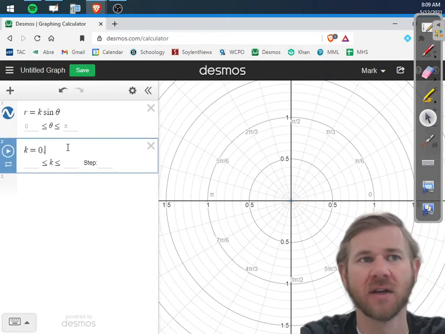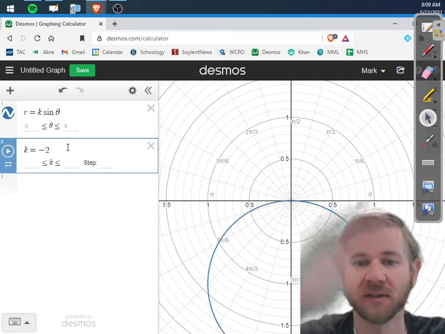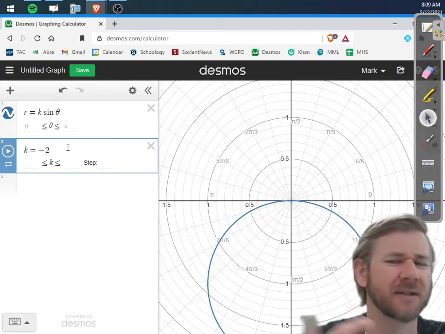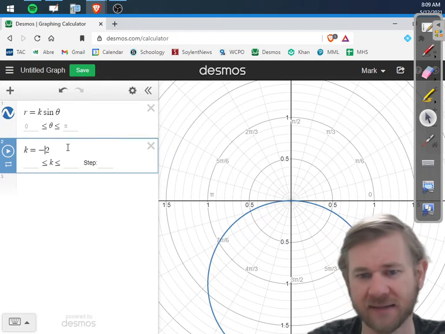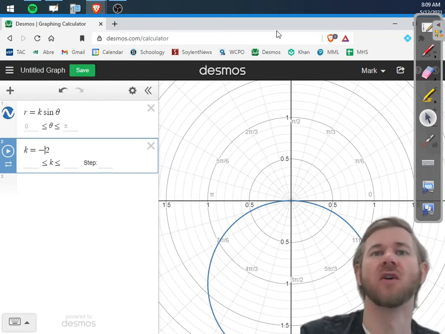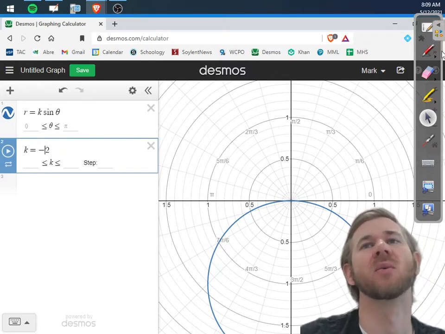What if k is negative? So k is positive 2. What if I make k negative 2? Oh, okay. It flips it. It's under the, we'll say polar axis. I shouldn't really say y-axis. The x-axis we call the polar axis. So it's centered on this vertical axis. I'll say vertical axis. And it has diameter, whatever k is.